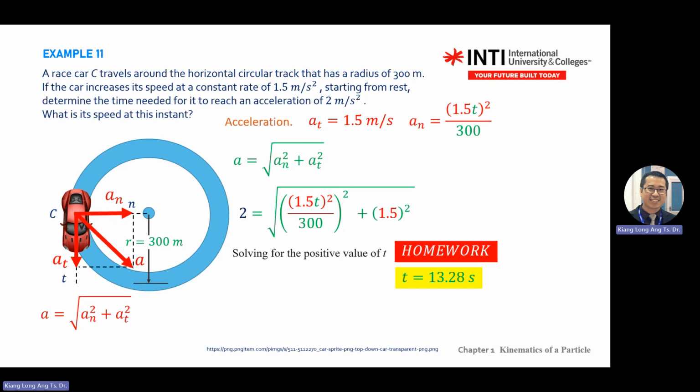Have you seen this one? Yes, okay. So what is the speed at this instant? The question asks you, what is its speed? Speed is the scalar magnitude of v. What is your v equation?